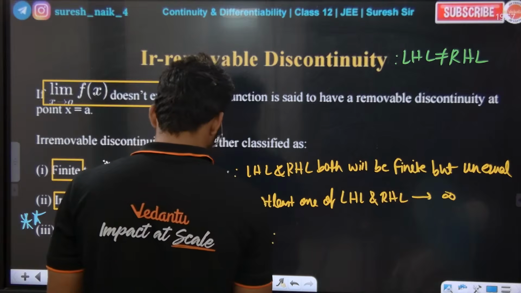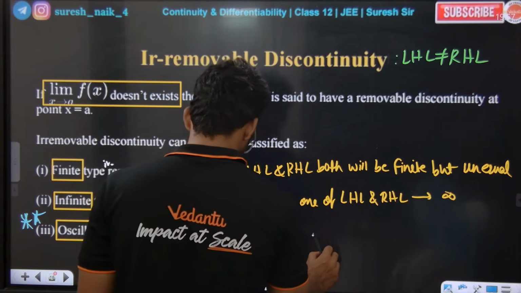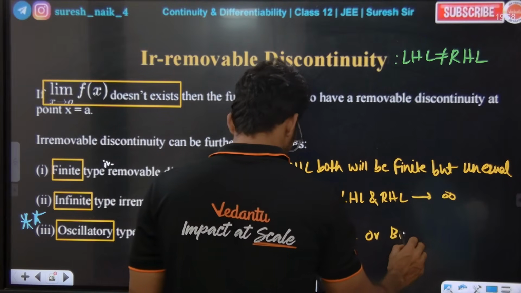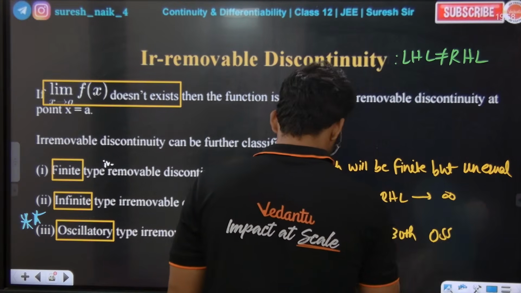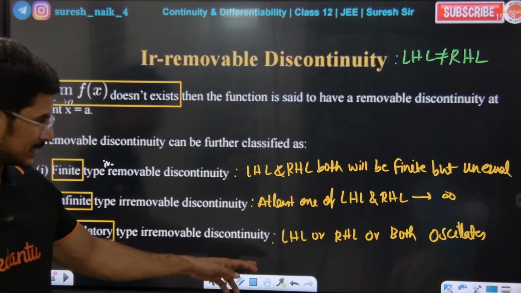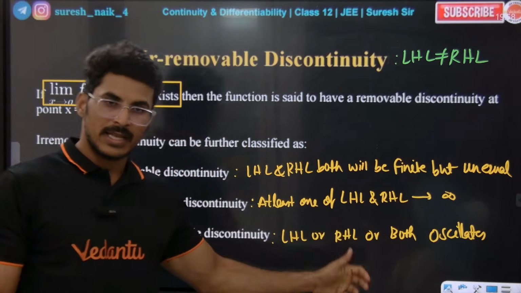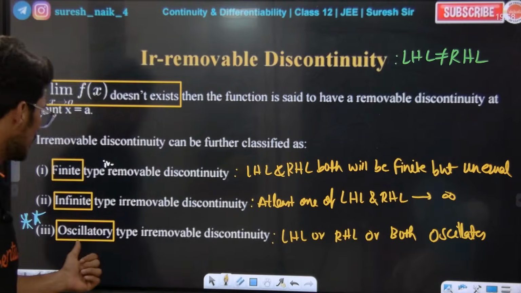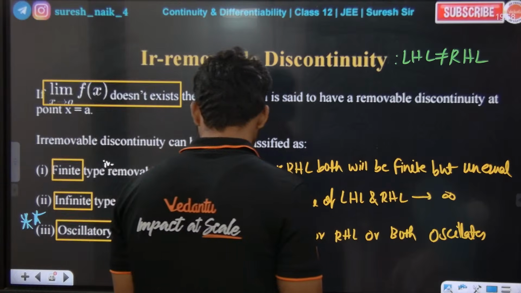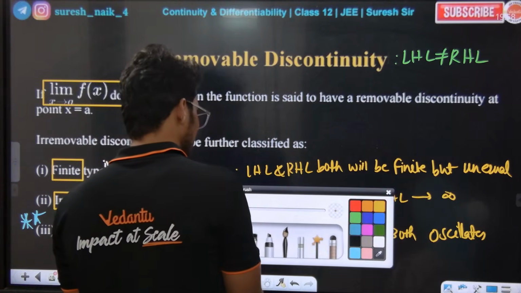Okay. LHL or RHL or both will oscillate. Are you getting the point or not? LHL or RHL or both will oscillate. That is the oscillatory type irremovable discontinuity. Is that clear with everyone, guys? Yes. Okay. Now what I'll do is give one example for each of these.